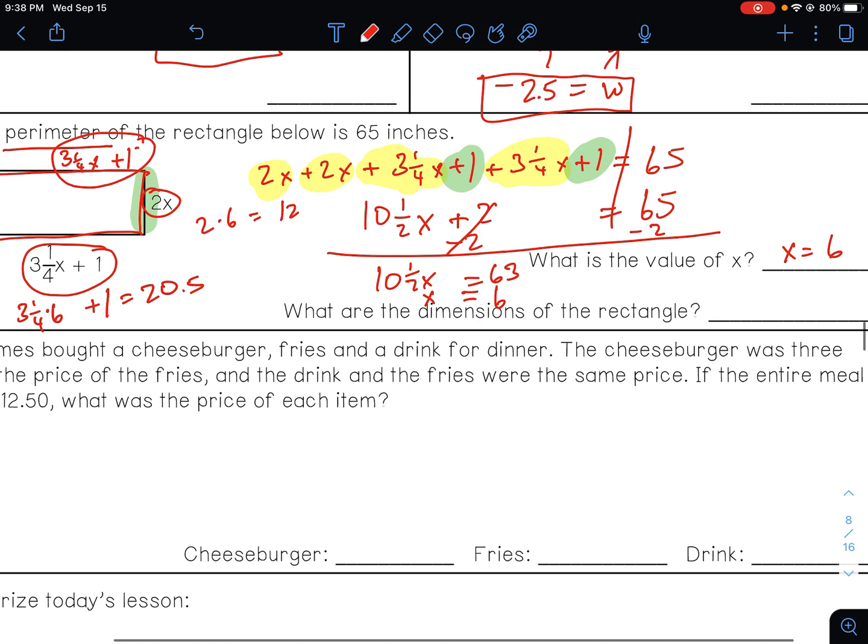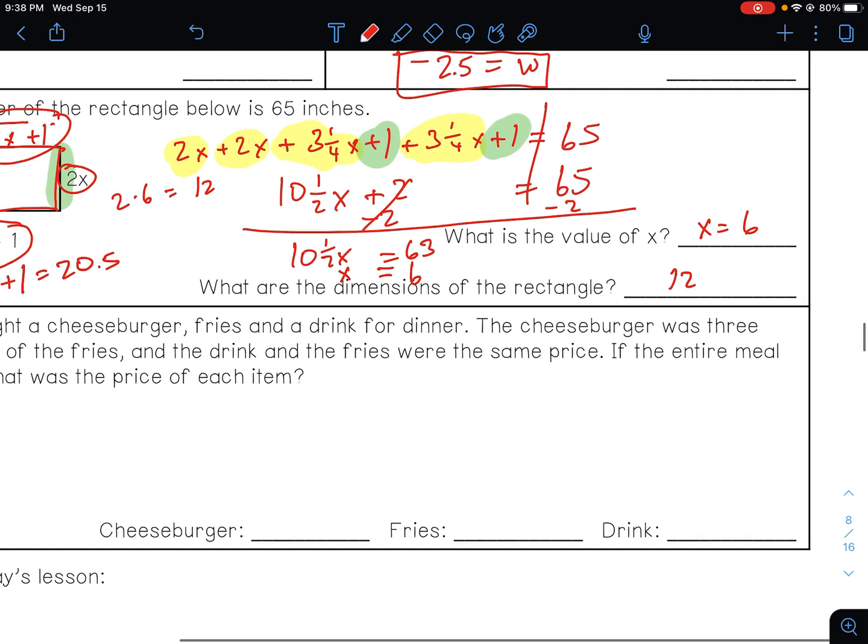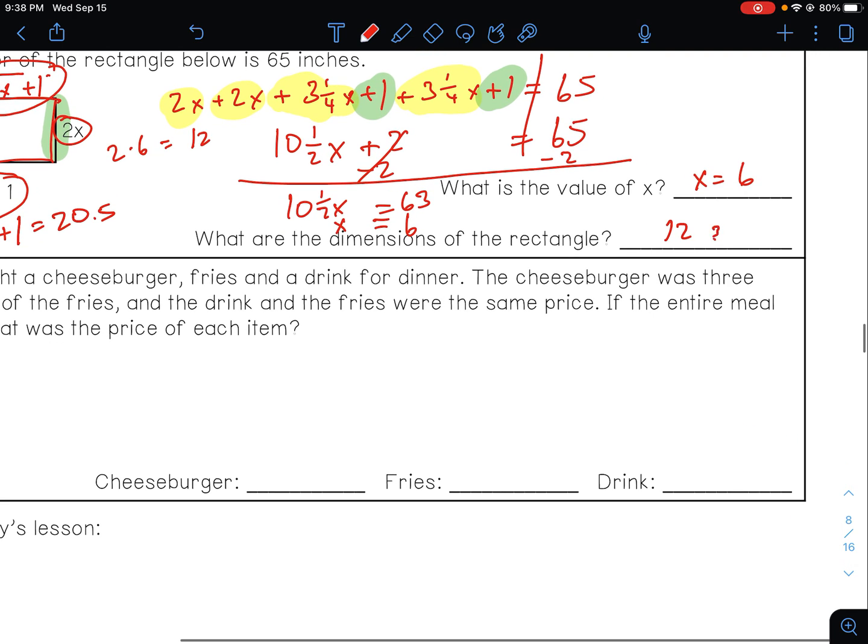So what are the dimensions? It's 12 by 20.5, or 20 and a half.